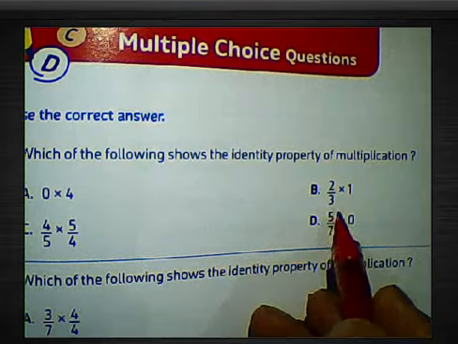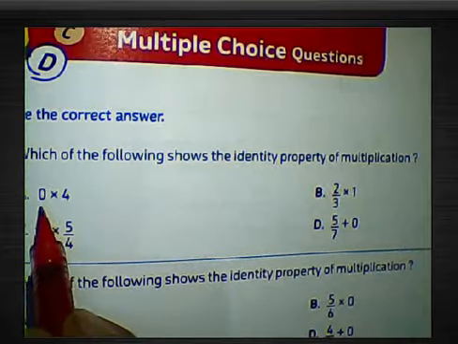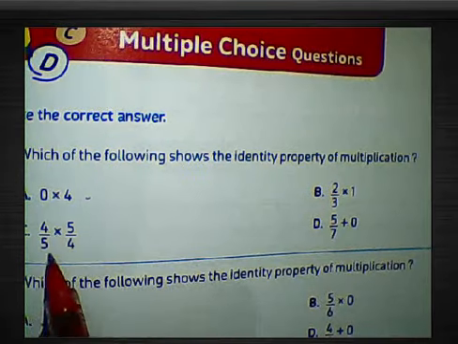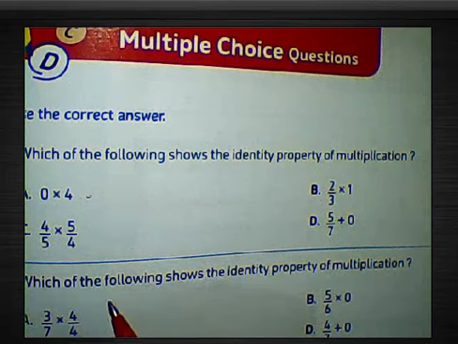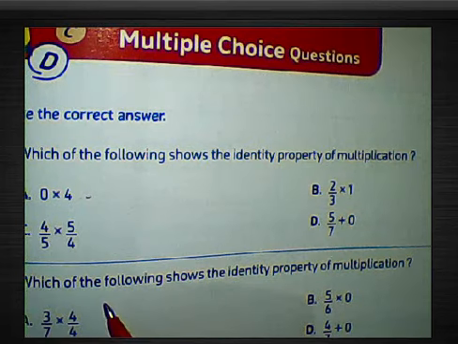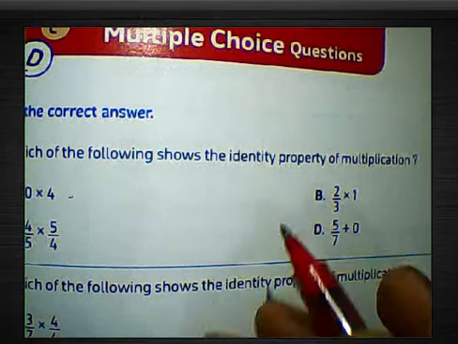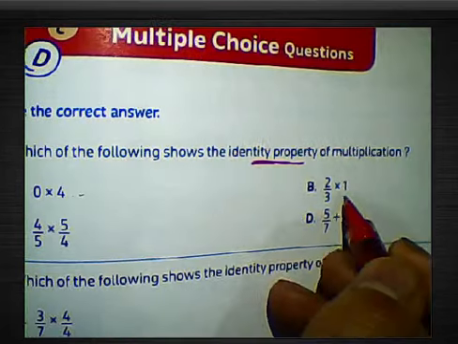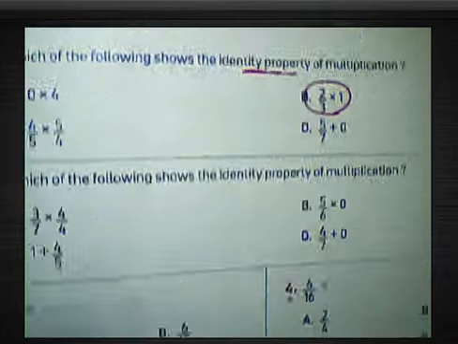2 over 3 multiplied by 1 equals 2 over 3. We know 0 times 4 equals 0. And 4 times 5 times 5 over 4 will be 1. He asked about the identity property of multiplication. We know the identity property is 1. So we must choose letter B about this example.